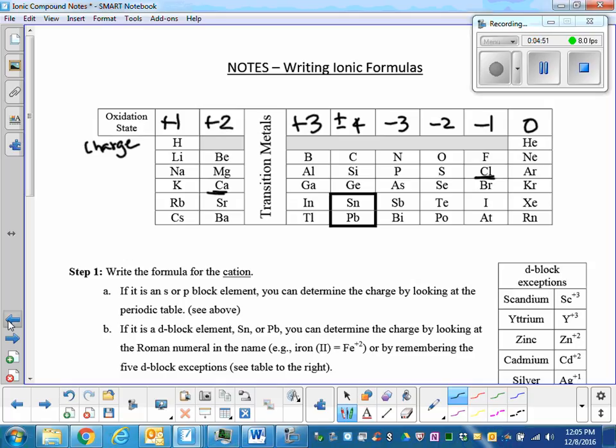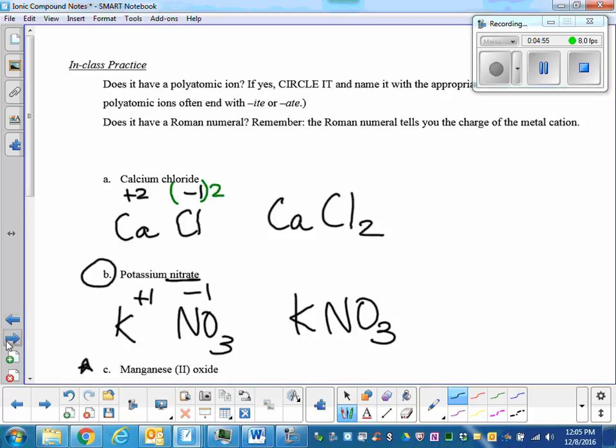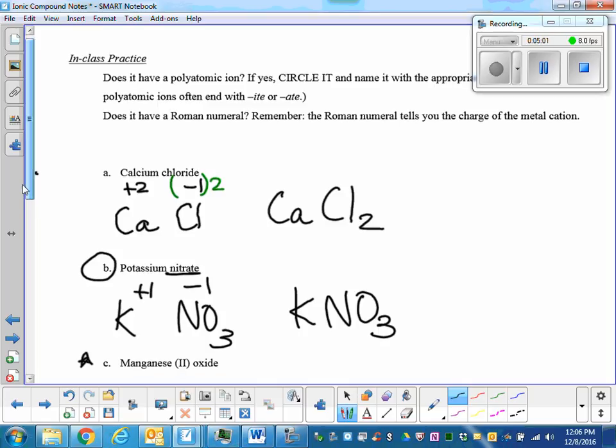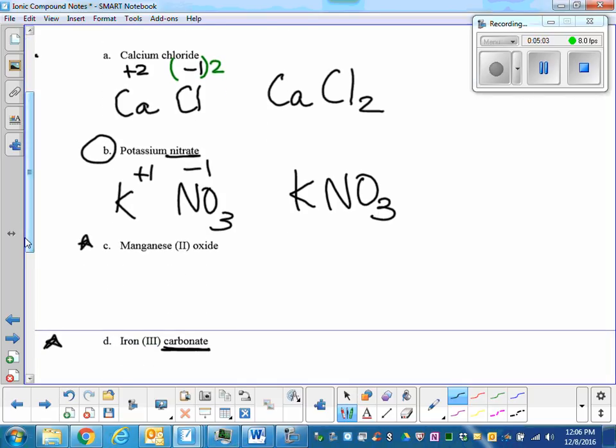Is the charge given for manganese? No. But where do I see the charge? Where is it given? 2. Is it in a Roman numeral? Very good. Do you see that this is the charge on manganese? Do you understand that? Manganese has the symbol Mn. If it's in the D block, it will be given as a Roman numeral. What is the charge? +2.